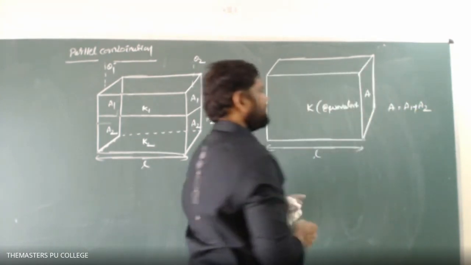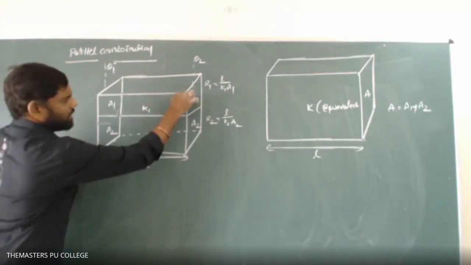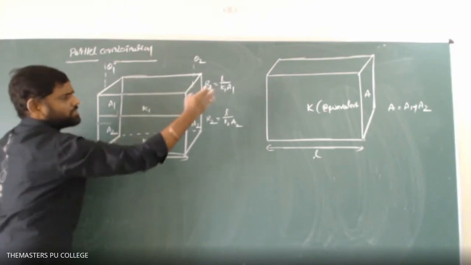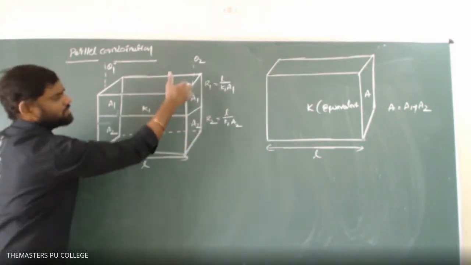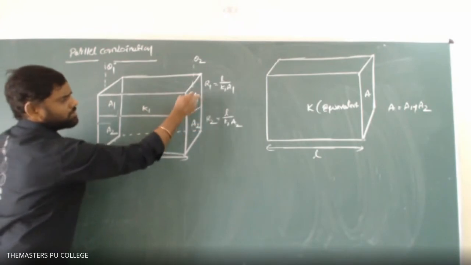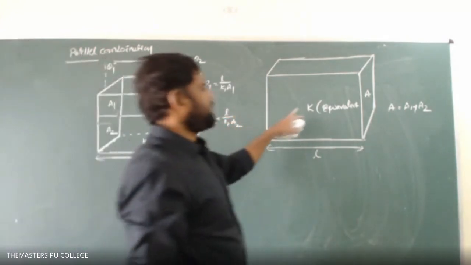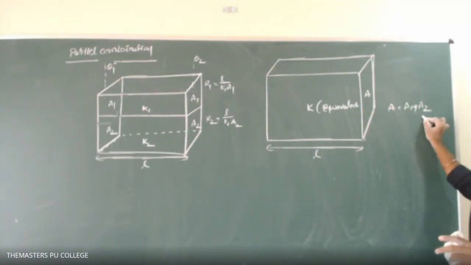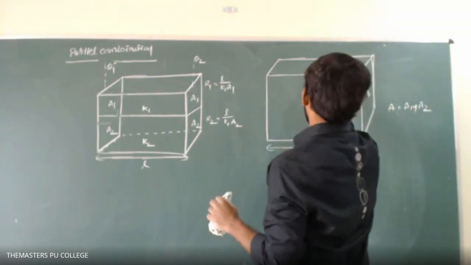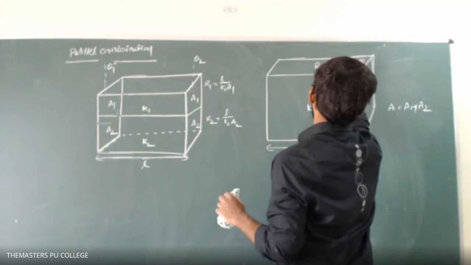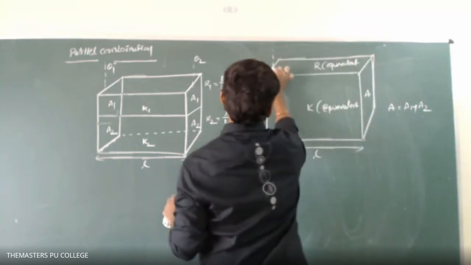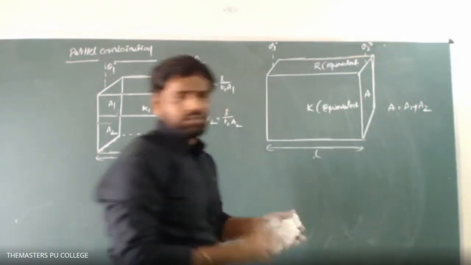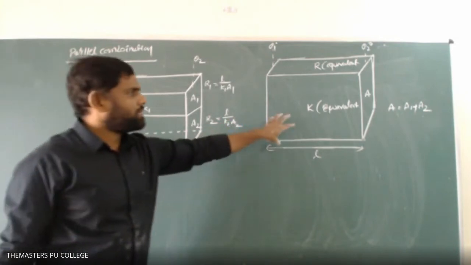Why have I taken A1 plus A2? It is the effective area of the conductor through which the heat is flowing. Through the A1 area heat is emerging out, and through the A2 area heat is emerging out, so the effective area through which heat emerges is A1 plus A2. To have the same area, I consider this rod with A equal to A1 plus A2, whose thermal resistance is R. Theta 1 degree and theta 2 degree at the ends. Students, this is the equivalent rod of these two.